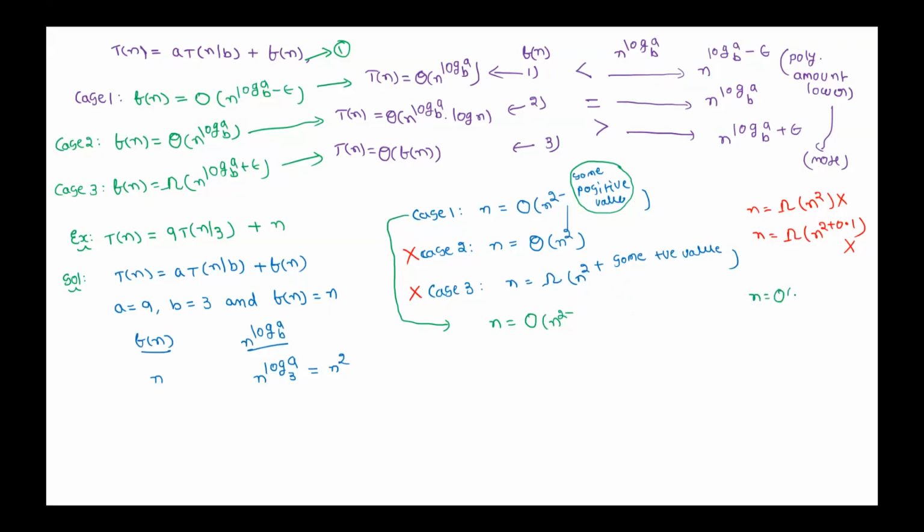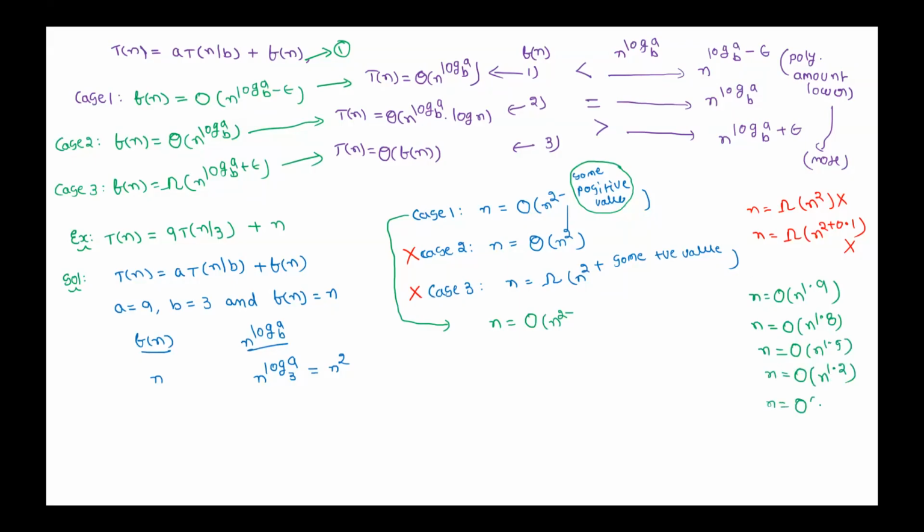N is big omega of n power 1.9. Is this correct or not? N is big omega of n power 1.8. Is it correct or not? N is big O of n power 1.5. Is this correct or not? N is big O of n power 1.2. Is this correct or not?